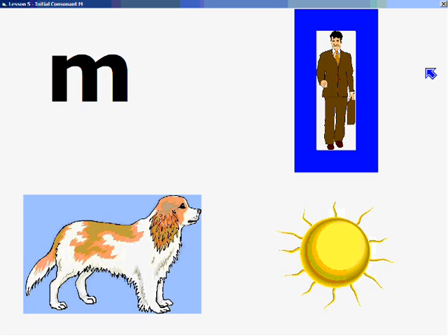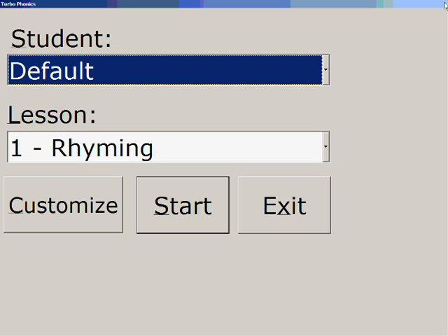Now what you can see here is that the student, even the blind student, can match the pictures, because when you mouse over each picture, it announces the name of the picture. This is a feature that can be turned off for students who don't need that feature, who can actually look at the pictures and see what they are.